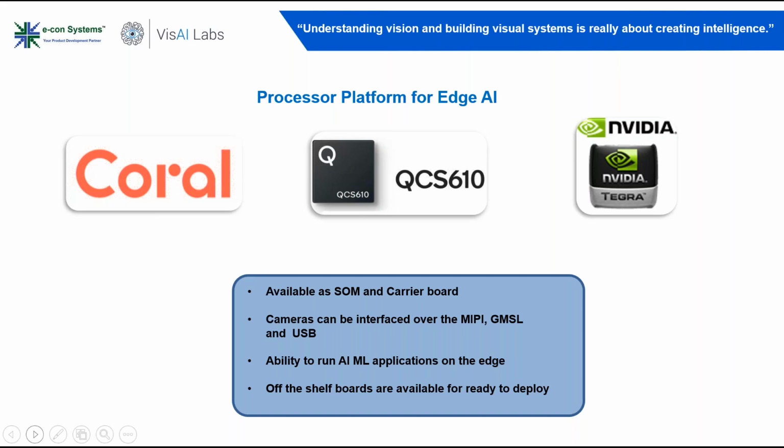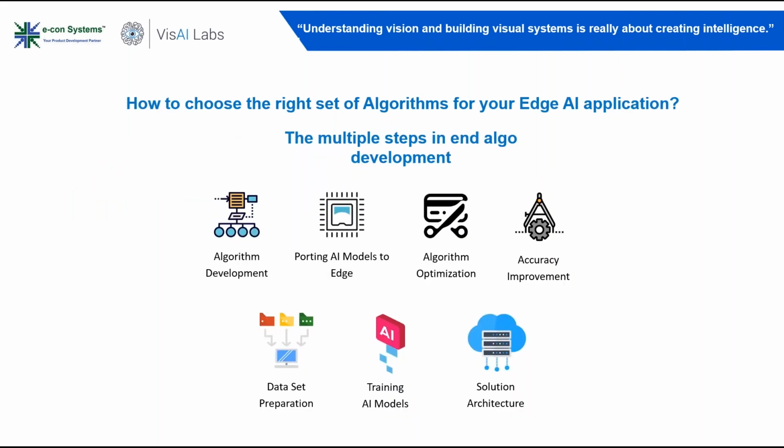So Google calls it TPU, Qualcomm calls it AI Engine, NVIDIA calls it GPU, but all of them have the ability to run a full-fledged AI on the edge. Okay, I'm handing over to Sharath, who will take you through the algorithm part.